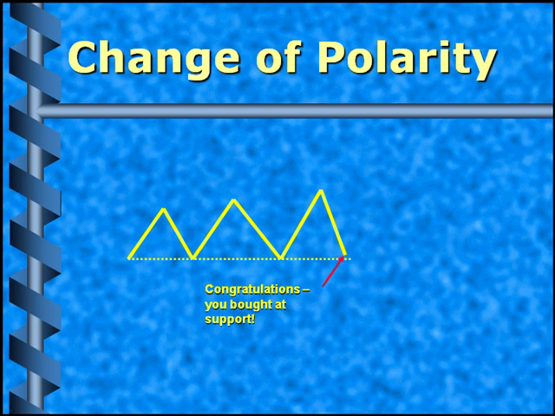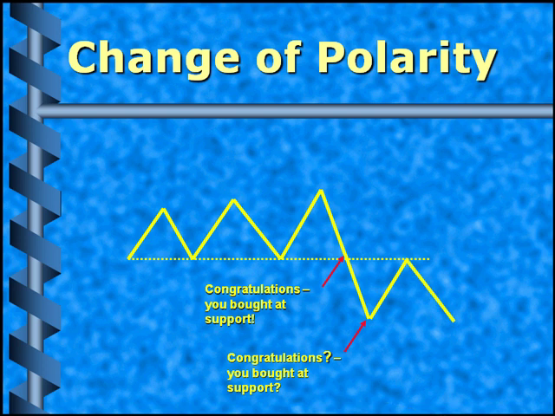Let me show you the idea behind this. So, let's say you bought at this support area. You're happy. Then the market does this. Okay, congratulations, with a question mark. You bought at support. I don't think you'd be really happy. So, what happens is the buyers at the prior support area, once the market rallies, that old support should become resistance. So, with that in mind, let's go back to the prior slide.